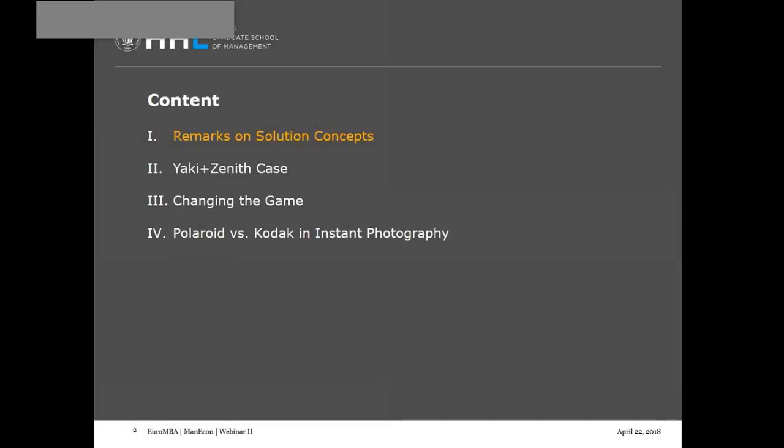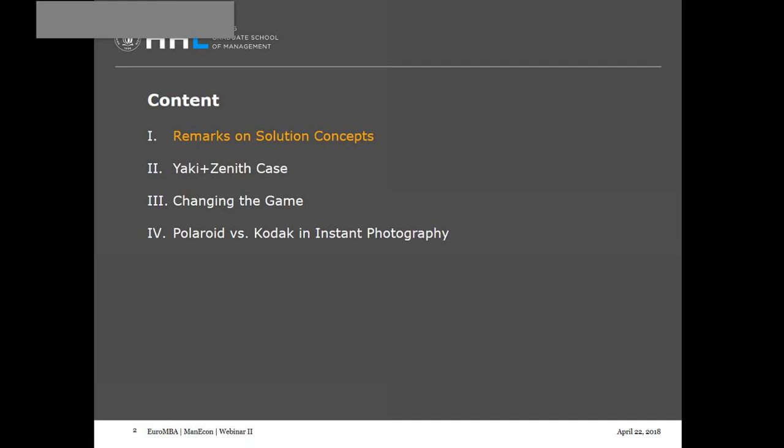The plan for the webinar is very simple and short. I will start with discussing some ideas about solutions to games, and then we'll move towards the case that I asked you to solve, Yaki and Zenit. And this will be a case where some things in the game will be changed. And in the third part of the webinar, I'm going to talk about other ways of changing the game of business, and we conclude with discussing the Polaroid versus Kodak case, so their battle or war in the instant photography market.